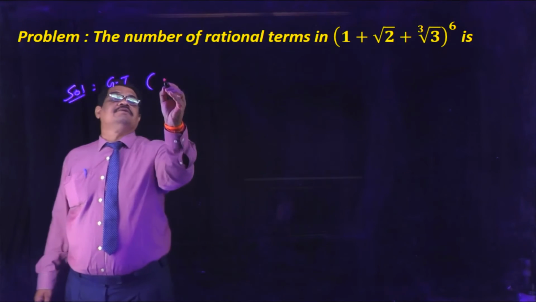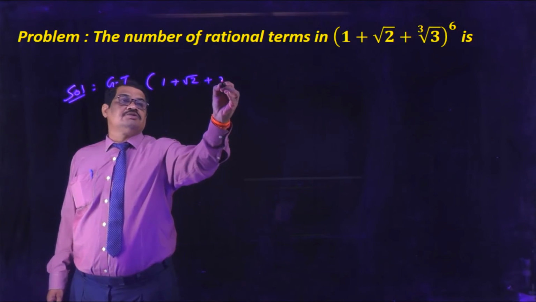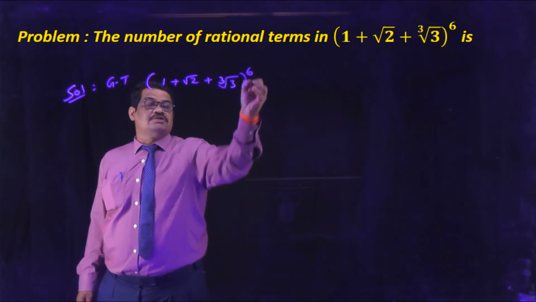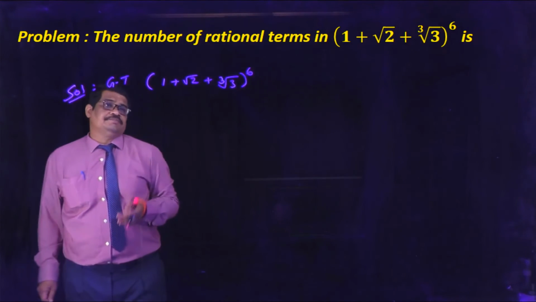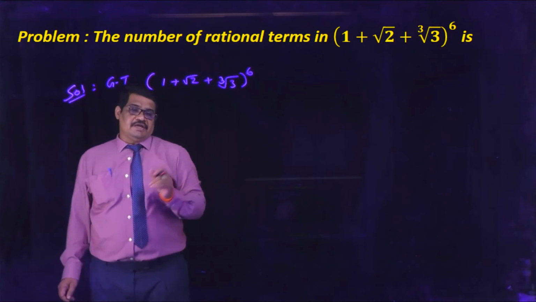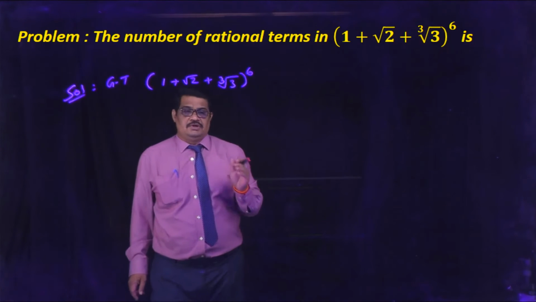That is 1 plus root 2 plus cube root 3 whole to the power of 6. So this is the expression. It has three terms, so there are r terms.